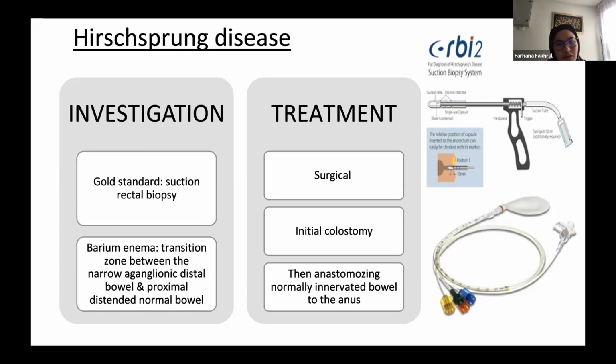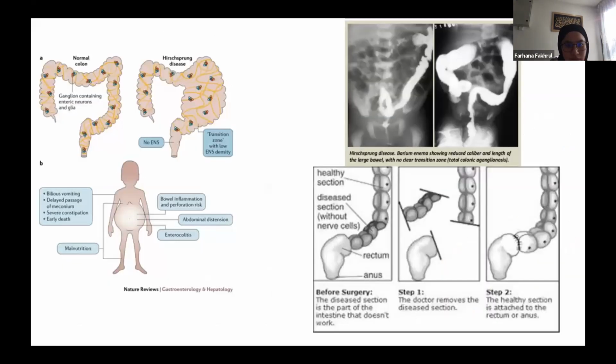All right. So for the treatment, it's usually surgical. Once we've diagnosed it, we have to remove the part that is aganglionic and do a colostomy, and then we have to anastomose the normally innervated bowel back to the anus. All right. So the photo above is the barium enema. This one shows the aganglionic segment. And the bottom photo is for the colostomy.